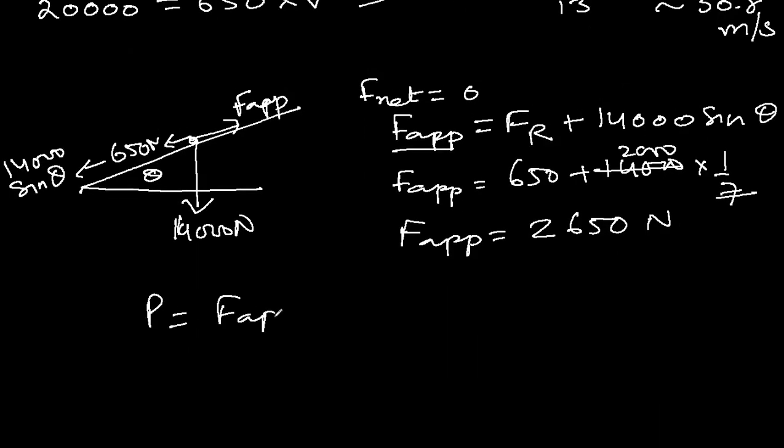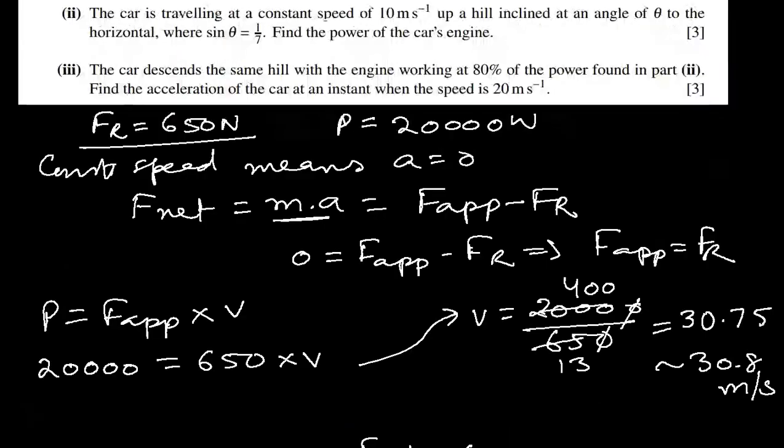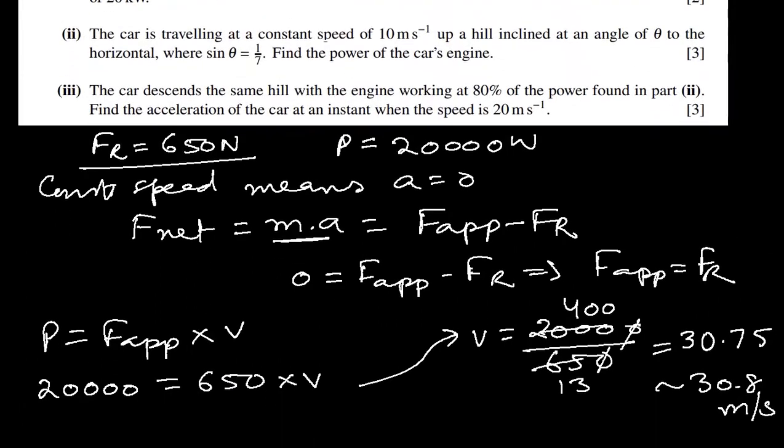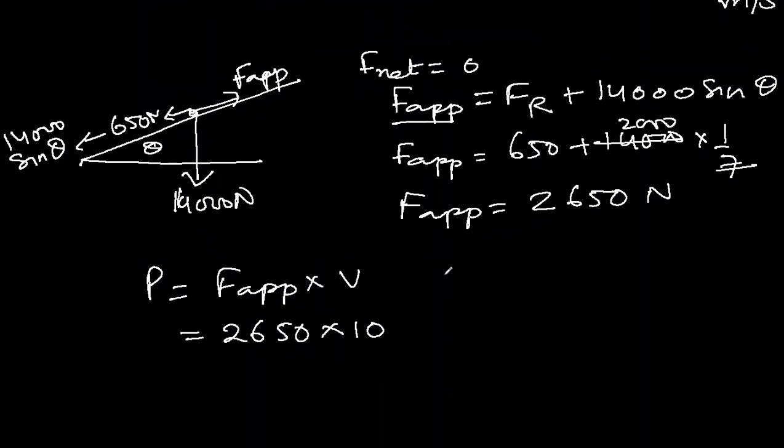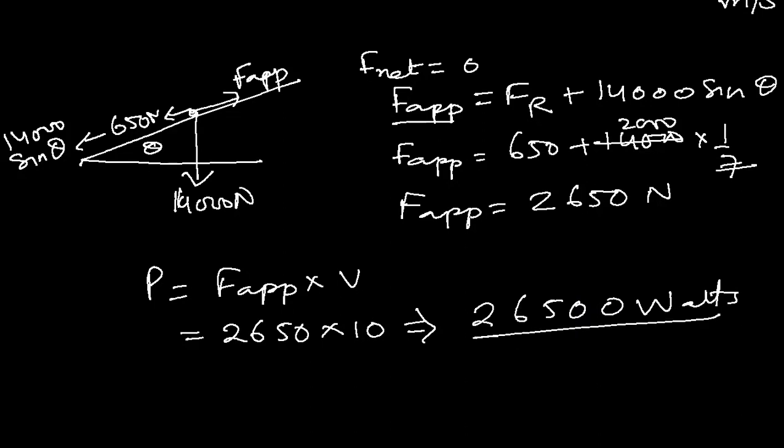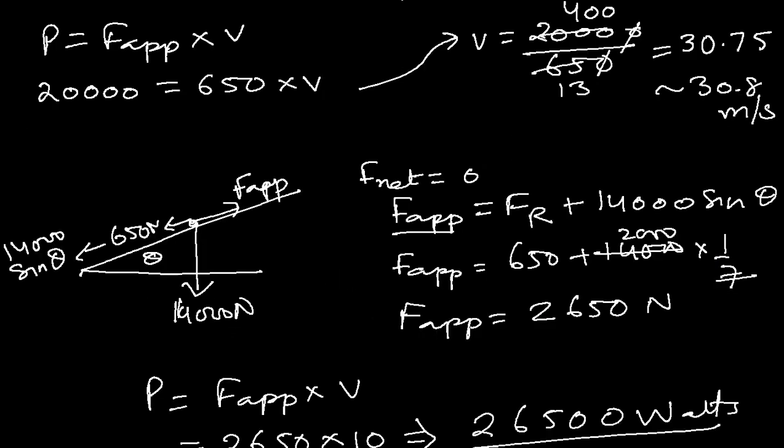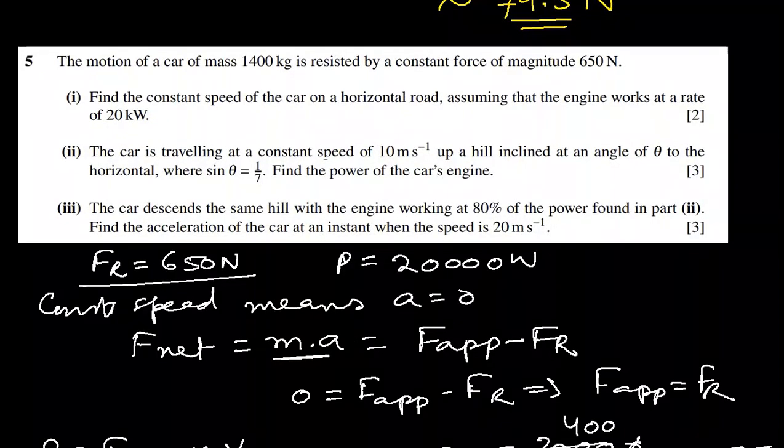Now we have to find power. Power again is applied force multiplied by the constant speed. We got 2650 as applied force. The constant speed was 10 meters per second. So our power becomes 26,500 watts. This is the power.